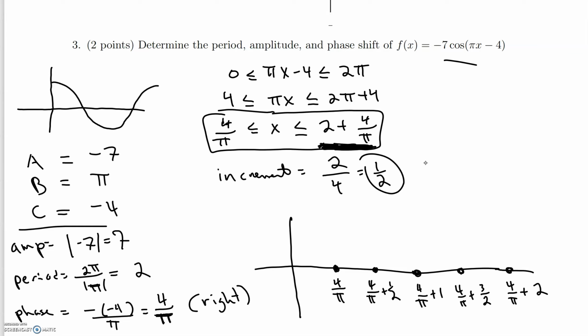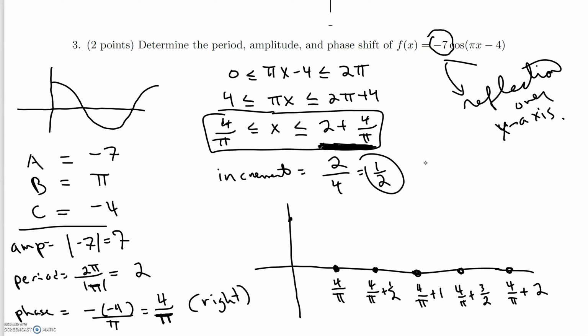And so now I want to fit in my trig function. By the way, I should have mentioned this, since the a value is negative, we also have a reflection over the x-axis in addition to an amplitude of 7. So we're going to be going from positive 7 all the way down to negative 7. And we're going to flip this guy right here. We're going to be flipping it, so it's going to look like that.